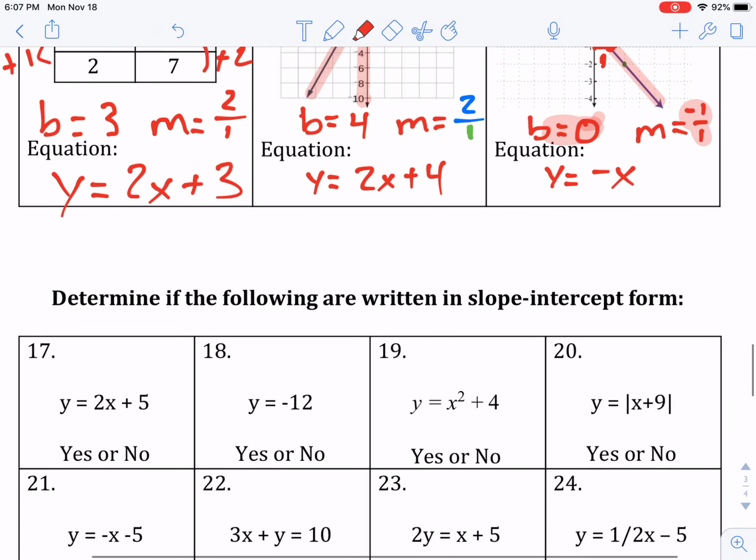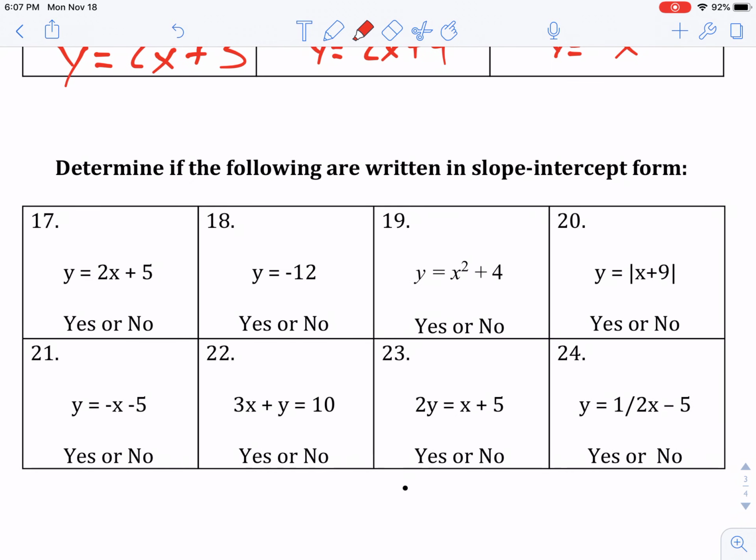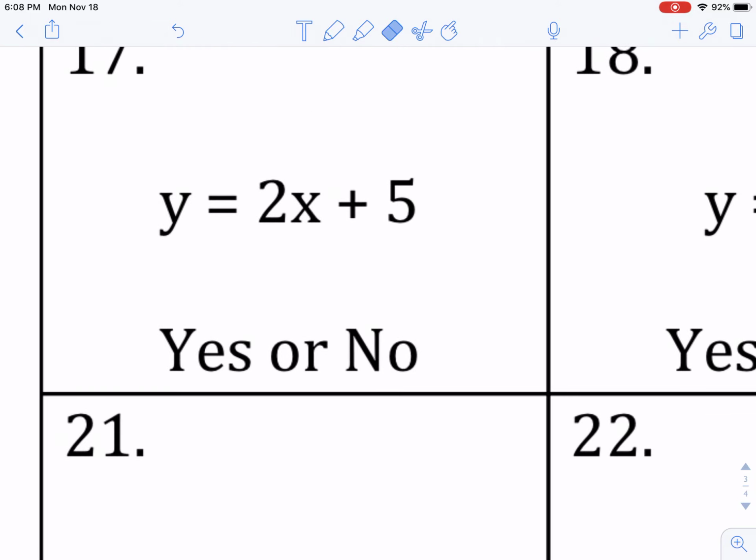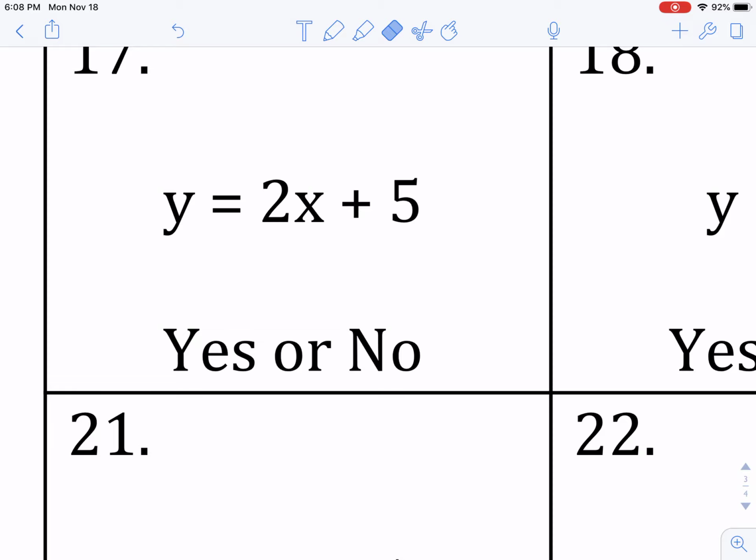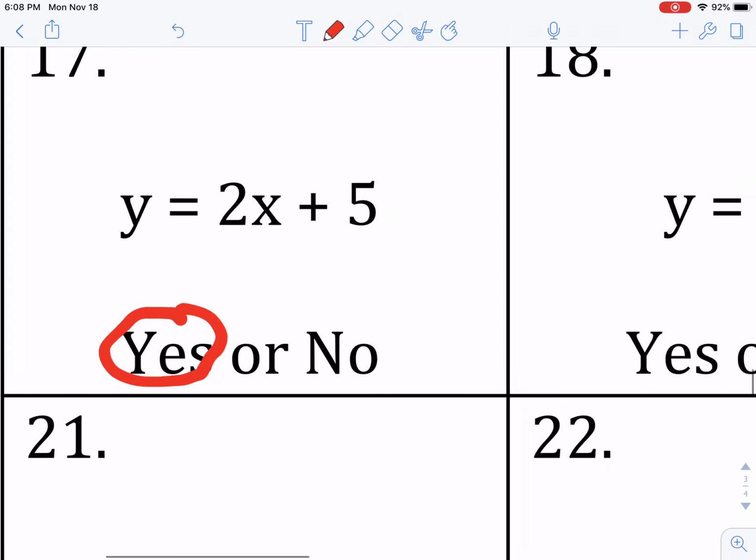Looking down at the next section, we're going to determine, is something written in slope-intercept form? And just to remind you, slope-intercept form is the equation y equals mx plus or minus b, where m is slope and b is the y-intercept. So I look at number 17, and I say, is this written y equals mx plus b? And I can clearly see that it is. So the answer here is yes.